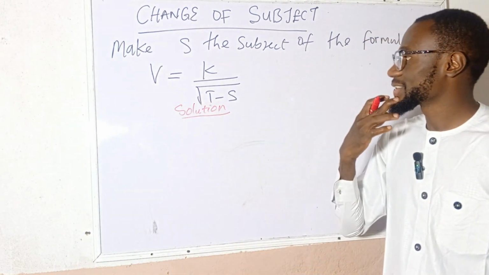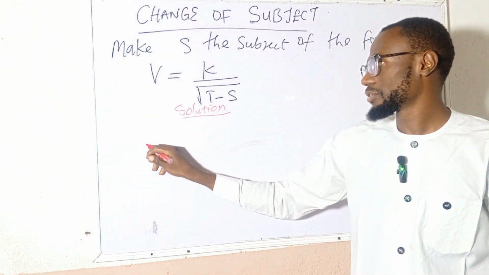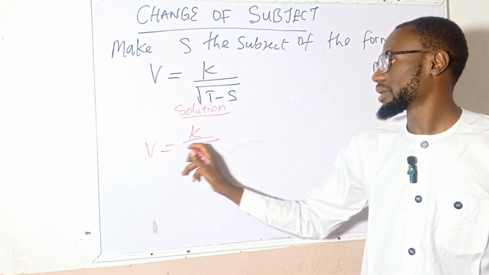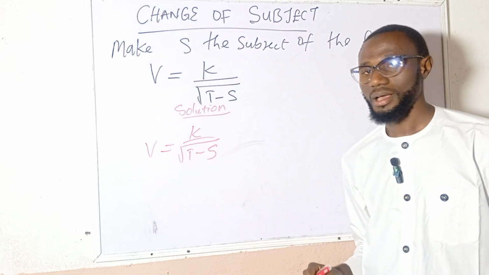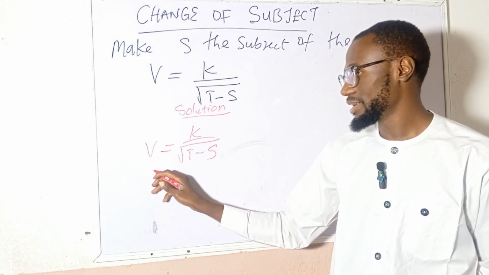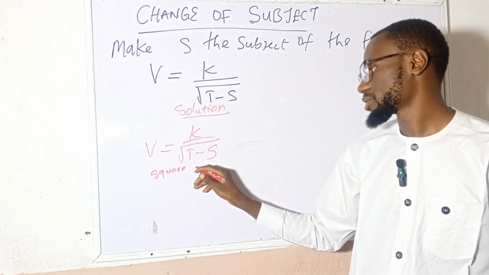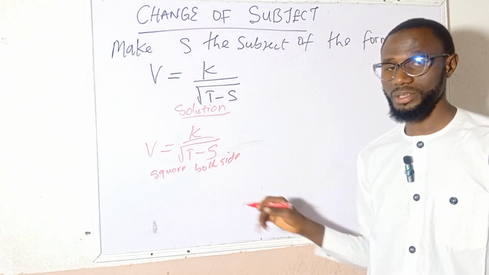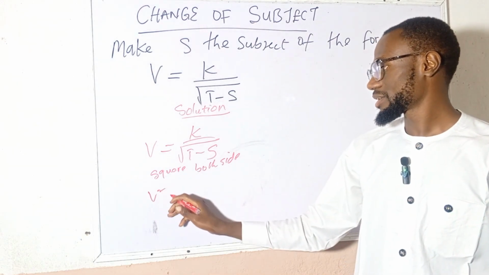When making s the subject of the formula, you see the s is inside the square root, therefore we have b is equal to k all over the square root of t minus s. How can we do it? Then we are going to square both sides. Let's square both sides.